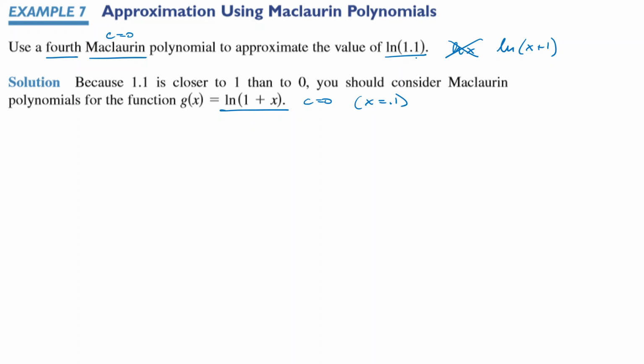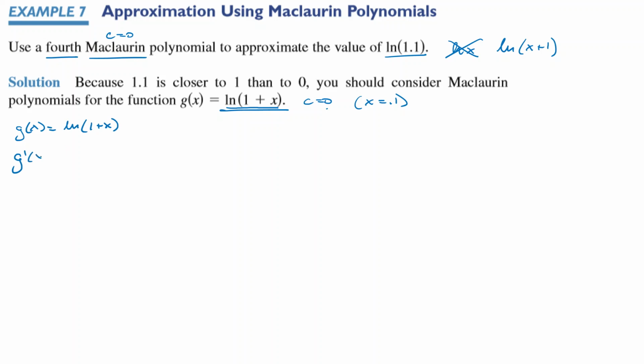That's pretty far away from 0 where we're centered. So we can change the function, or think of the function as ln of 1 plus x, or x plus 1, and then center it at 0, and then plug in 0.1, which is much closer. All right, but first we need some derivatives. So it looks like we're going with g of x is ln of 1 plus x.